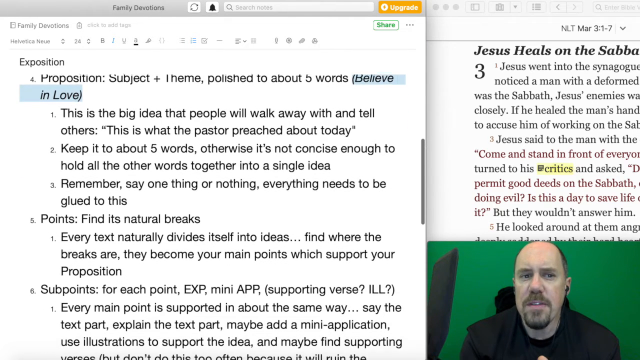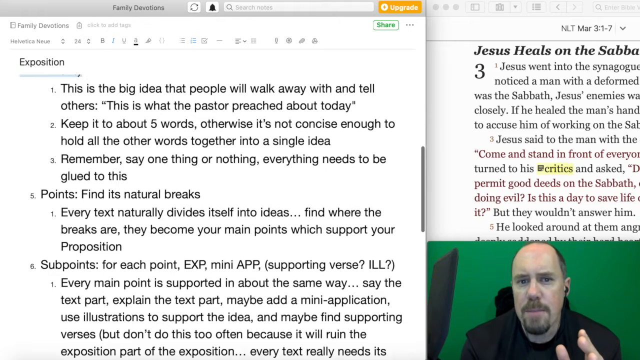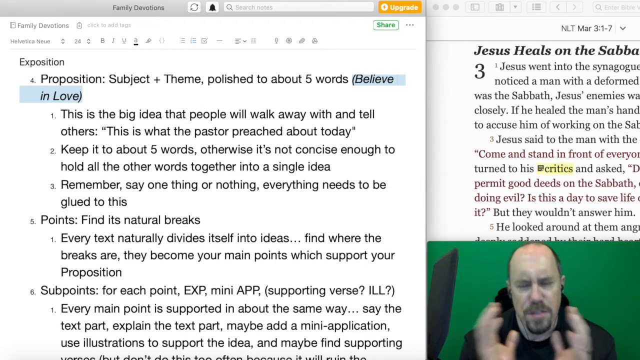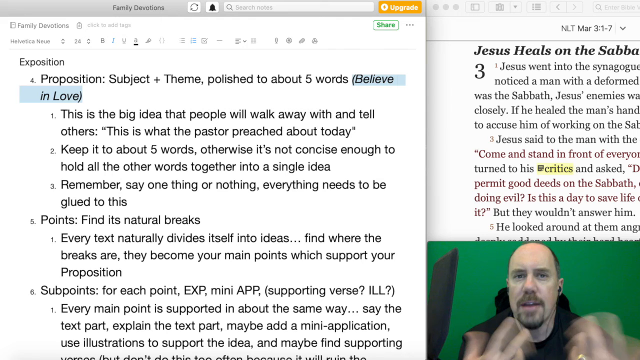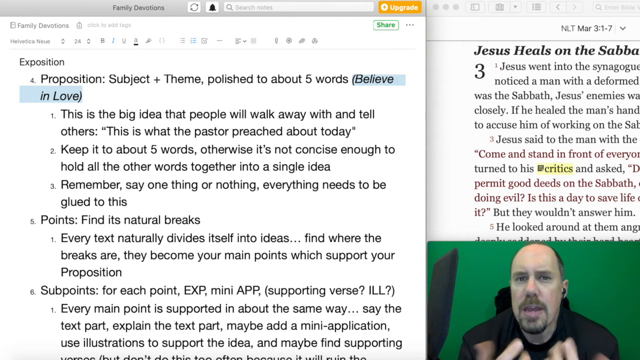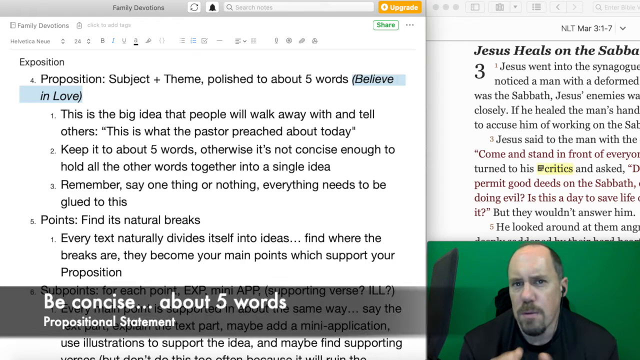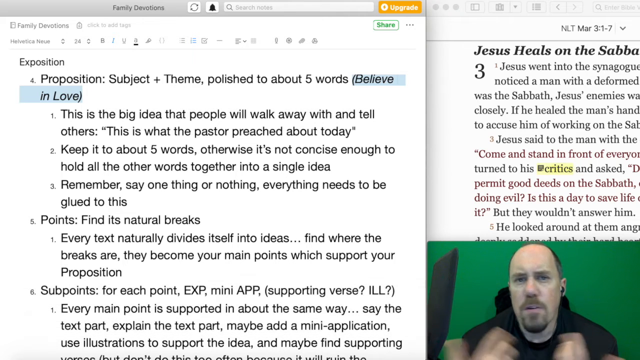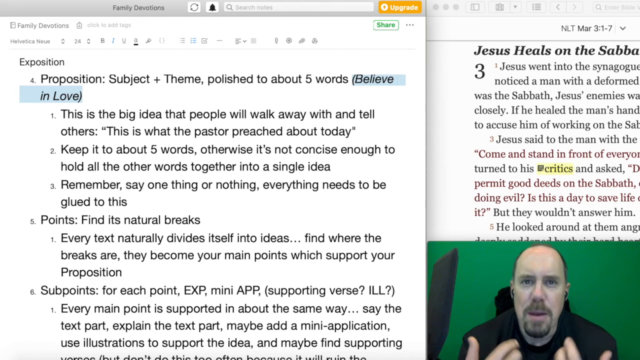So proposition. This is the big idea that people will walk away with and tell others, this is what the pastor preached about today. That's what this is. And you want to keep it to about 5 words. Otherwise, it's not concise enough. You want this to be really concise, because this is what people are walking away with, right? This is what you're trying to get people to remember. Most people won't remember a lot. By the time people leave a church or a gathering and hit their cars or go to lunch, they totally forget the message anyways, right? So you want to keep it as concise and as memorable as possible.